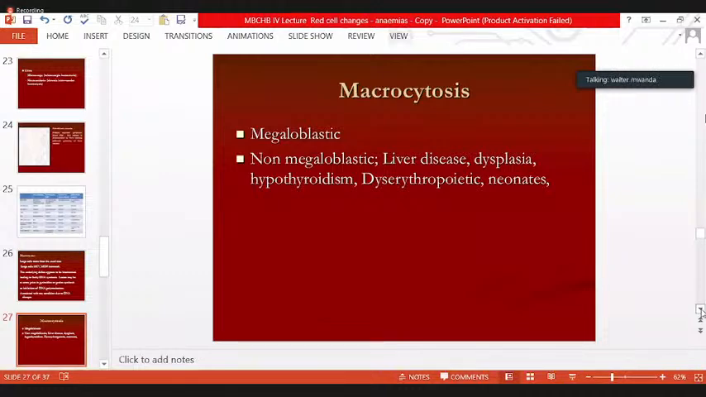Here, we think of liver disease, we think of dysplasia or myelodysplasia, we think of endocrine disorders, we think of abnormal erythropoiesis or dyserythropoiesis, and in some cases, such as in the neonates, in aplastic anemia, and in some anemias secondary to liver disease and to other chronic diseases.